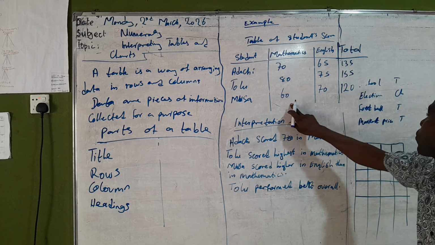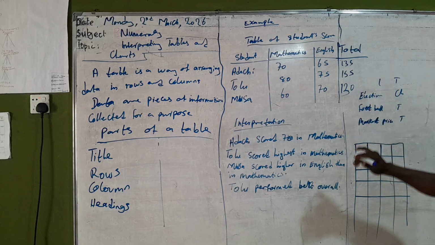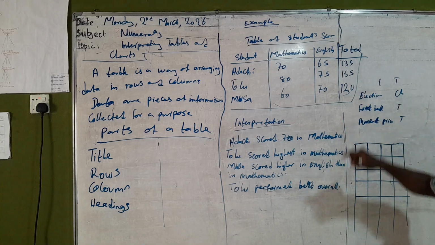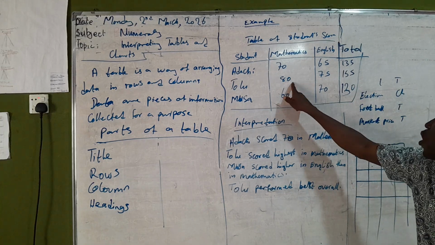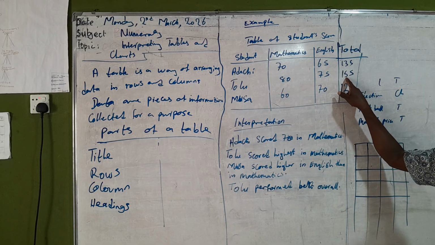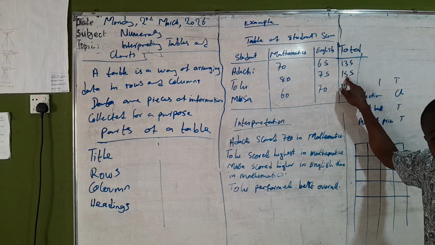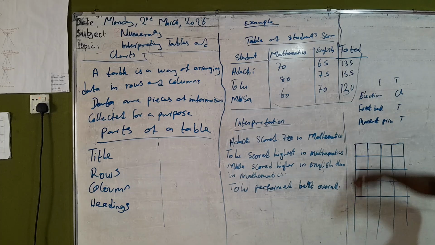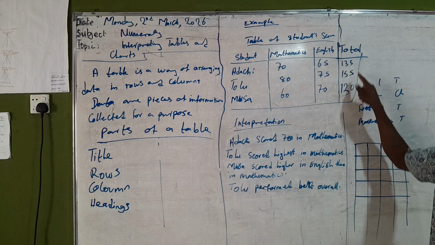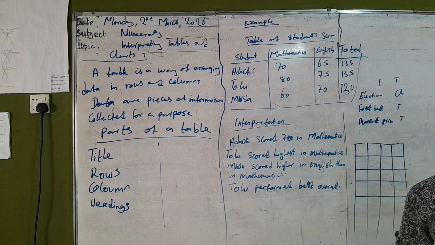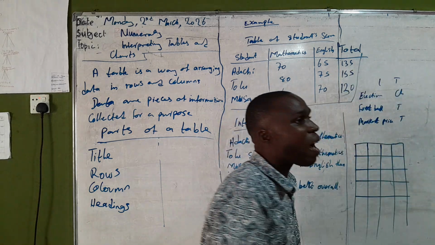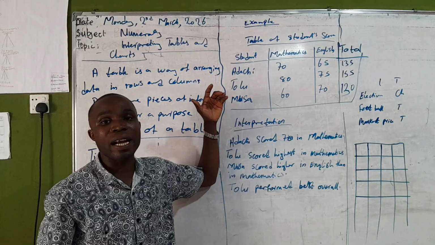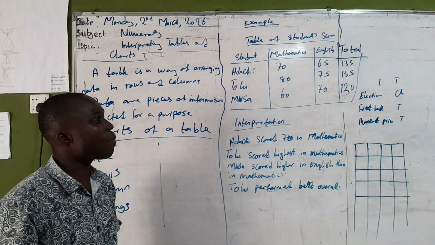Now from this, we can make our final interpretation: the person that scored overall best is who? Tolu, because Tolu's total is higher, 155. Adachi scored second best with 135. And the lowest is 130, and that is from Musa. So what we have done is succeeded in interpreting the table. That's how a table is interpreted.